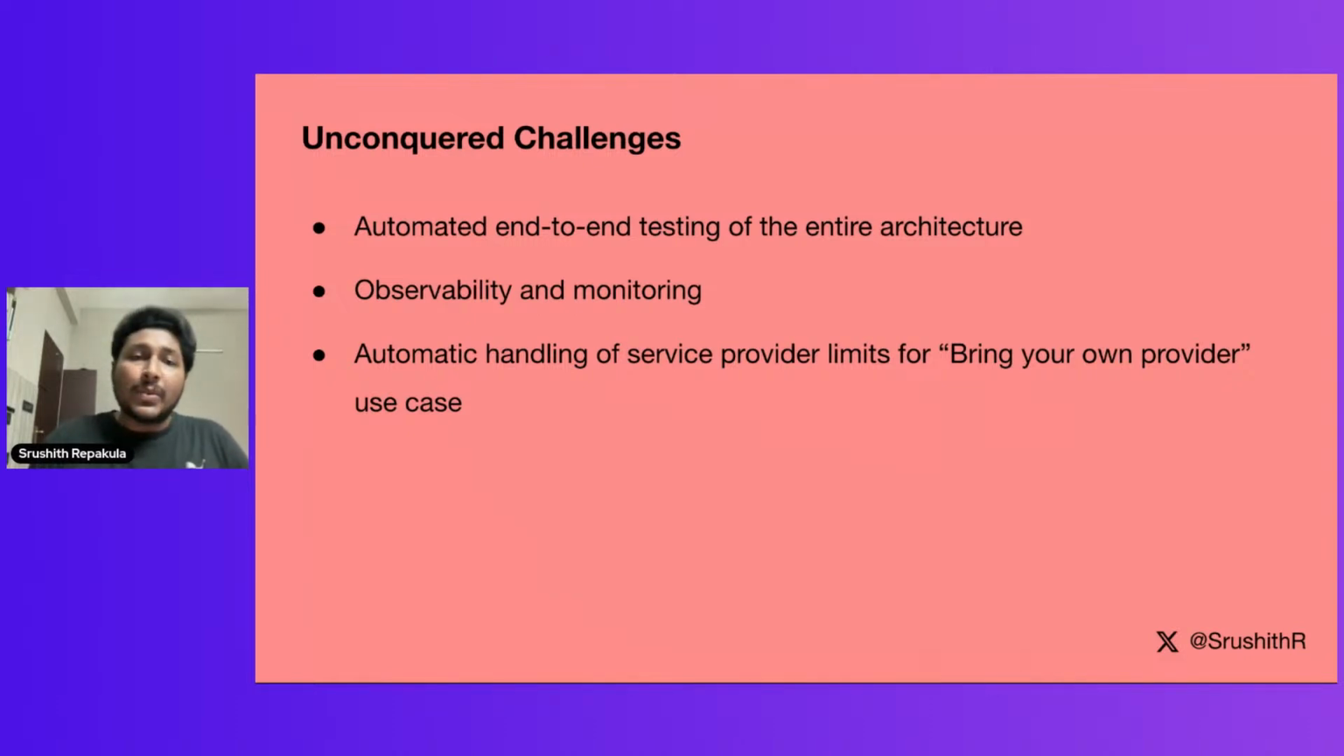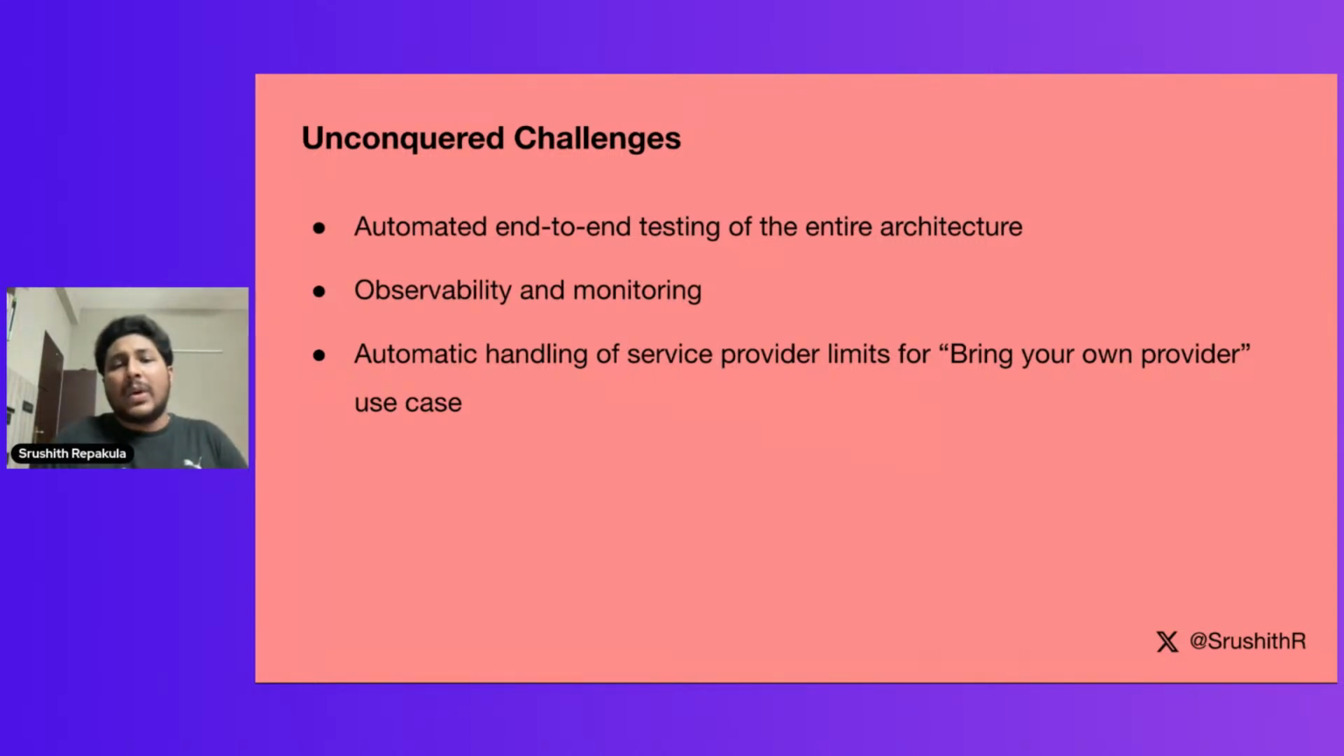And the next one is observability and monitoring. Again, since there are so many pieces, all of them loosely coupled, it becomes very difficult to debug a problem because there are multiple points of failure. So you have to make sure that you handle all those things and architect around it.